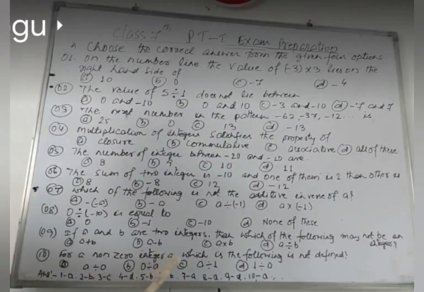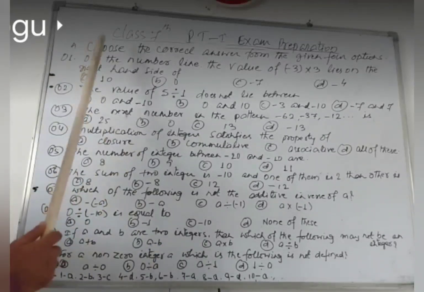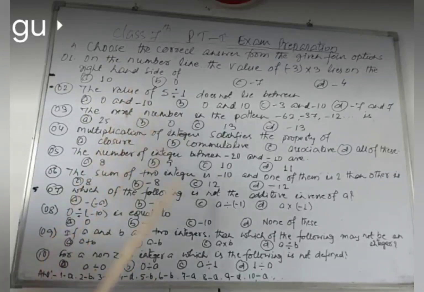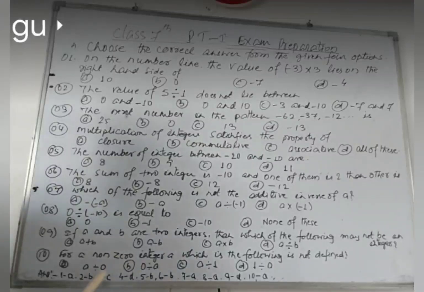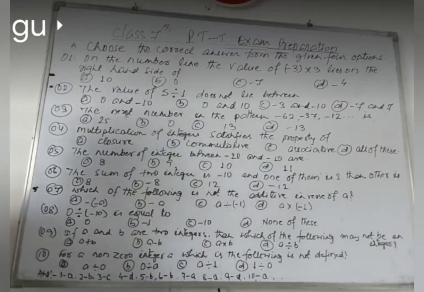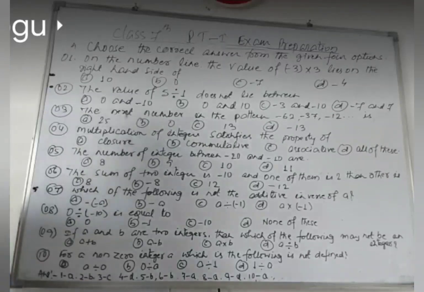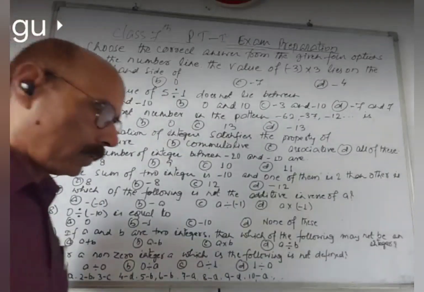For a non-zero integer A, which of the following is not defined? See, out of these four, one is not defined, not existing. Here answers are given for these 10 questions. First of all, you do them, then check with the answers. So you will get to know where you are and what type of preparation you have. Then after that, the next type of question is coming. We'll continue with the next type of question.